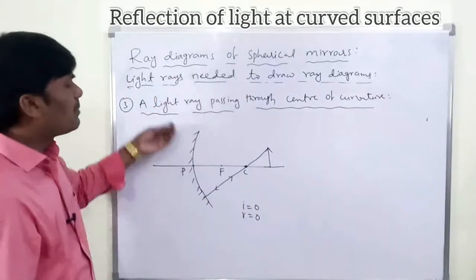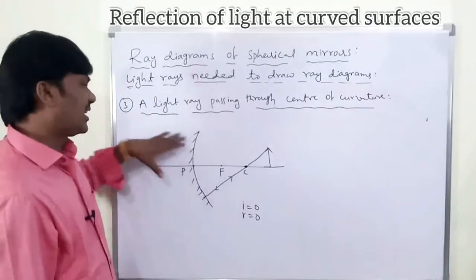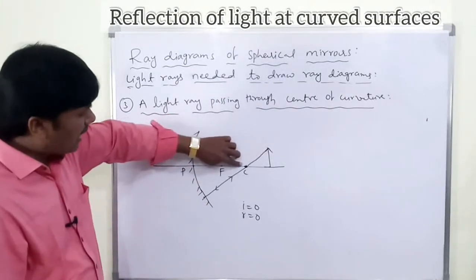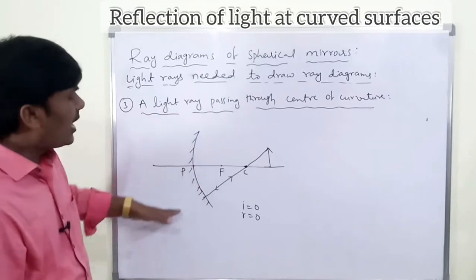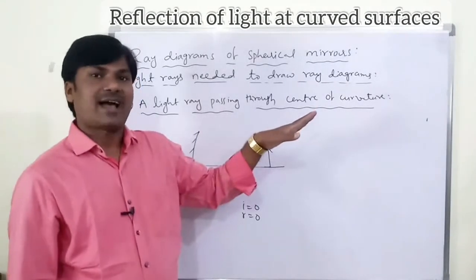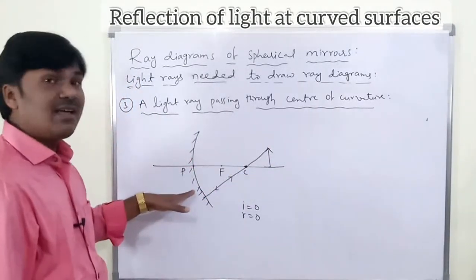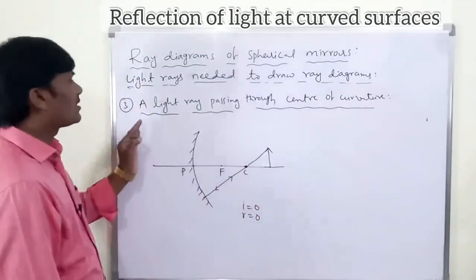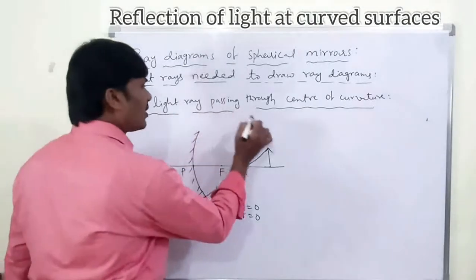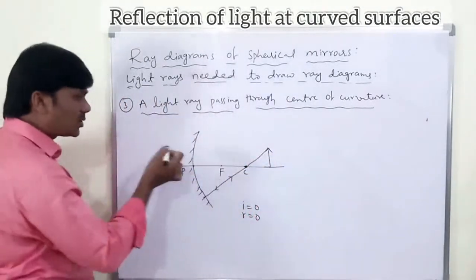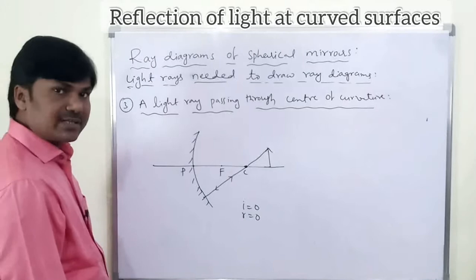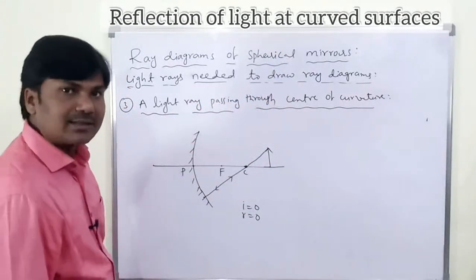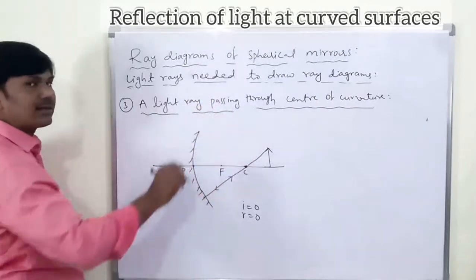So see, this is the very simplest light ray. No need of taking the parallel light rays, nothing else. Okay, you can take a light ray along the center of curvature and it just retraces its path back. The light ray itself is the incident and also the reflected light ray. So this is the third light ray. If you take a light ray from the object which is allowed to pass through the center of curvature, what happens after reflection? It just goes back along the same path. It means it retraces the path back.